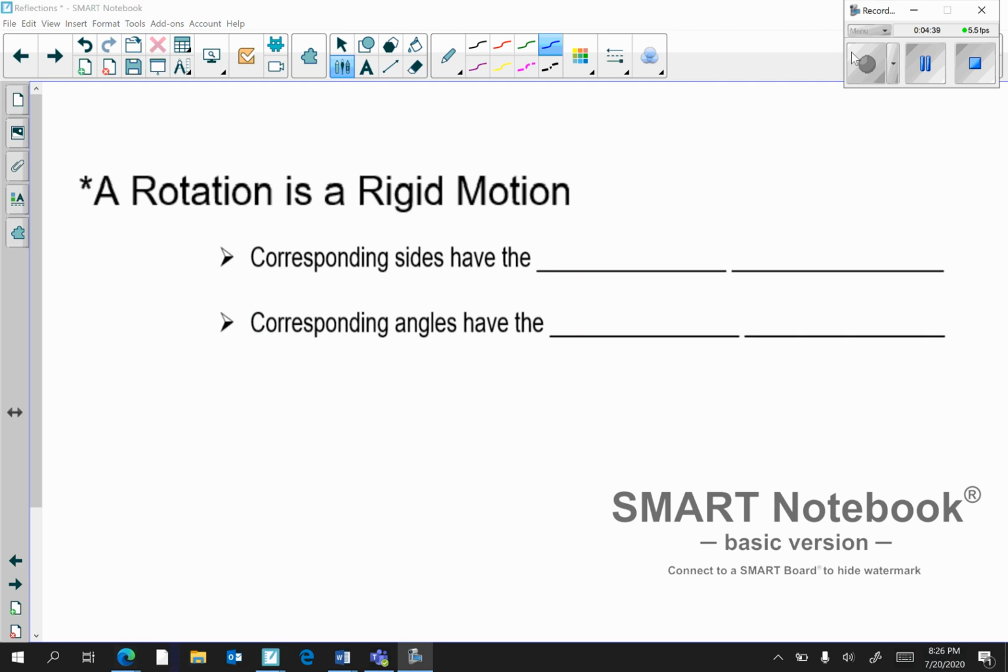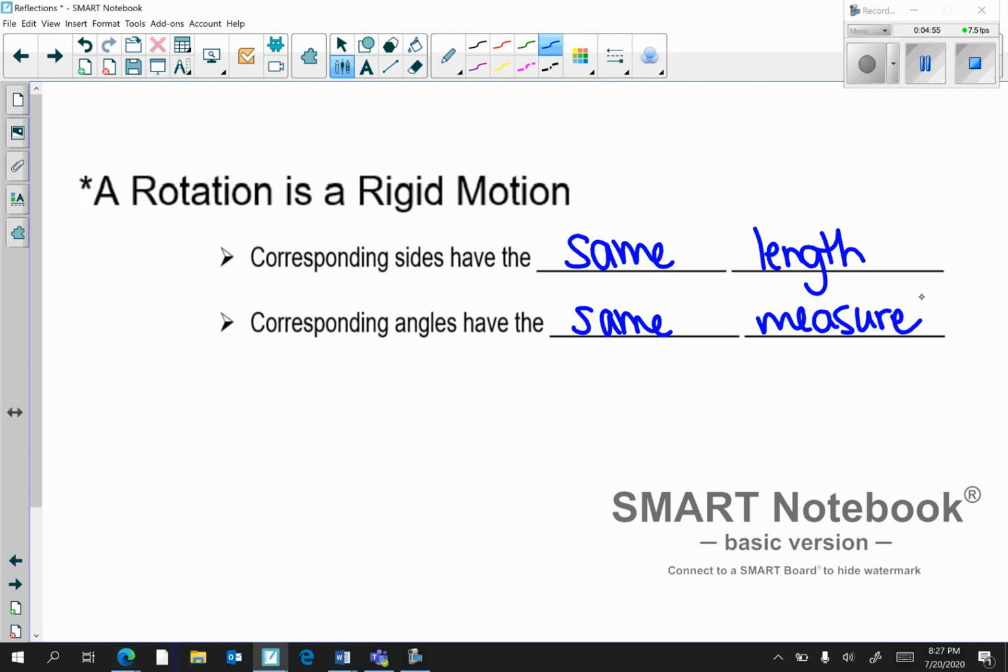Lastly, a rotation is a rigid motion. Corresponding sides have the same length, and corresponding angles have the same measure. So a rotation is a rigid motion because it preserves side length and angle measure.